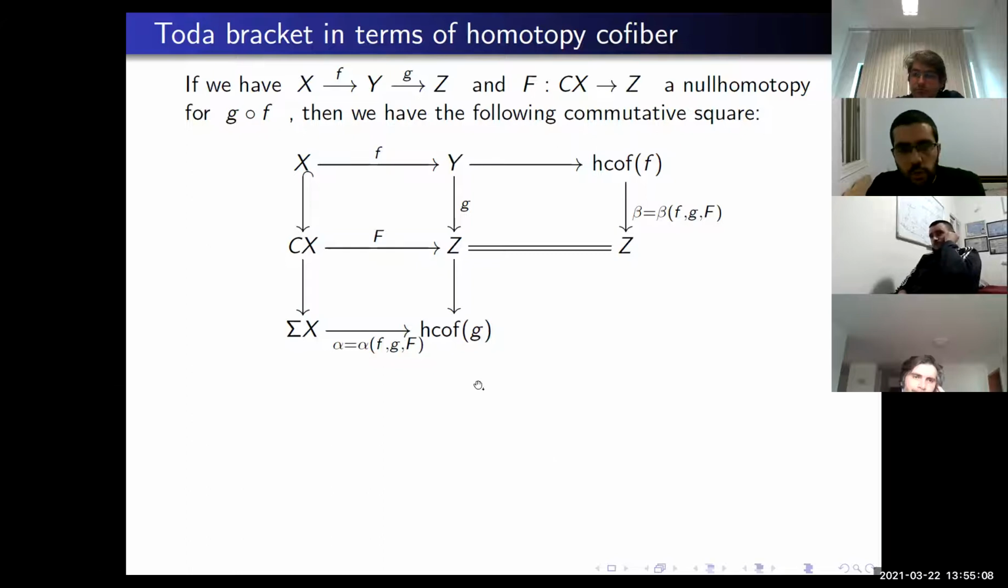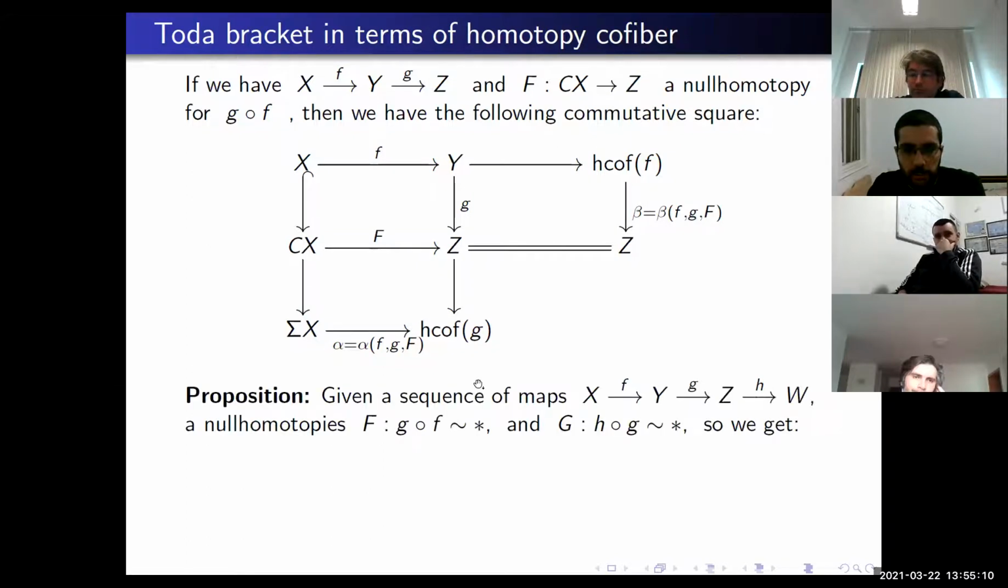So if we have the situation of Toda, when we have this sequence and a null homotopy for this composition and a null homotopy for this composition, then we have two squares, not just this square. We have the square of this composition and null homotopy G. So I want to compose the alpha induced from this with the beta induced from this.